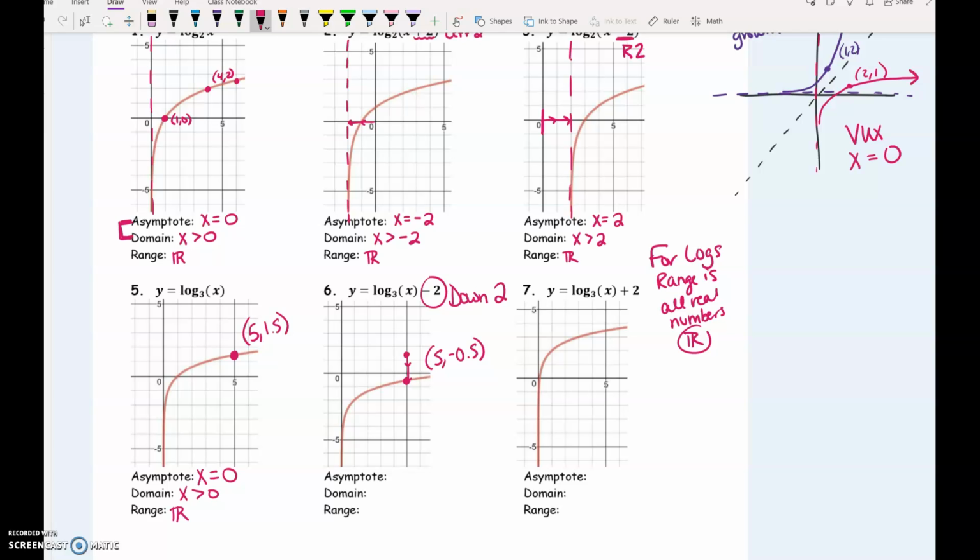Now, with a vertical line, if you move a vertical line up and down, it doesn't change where that line is. So our asymptote is still at 0. Our domain is still x is greater than 0. And our range is all real numbers.